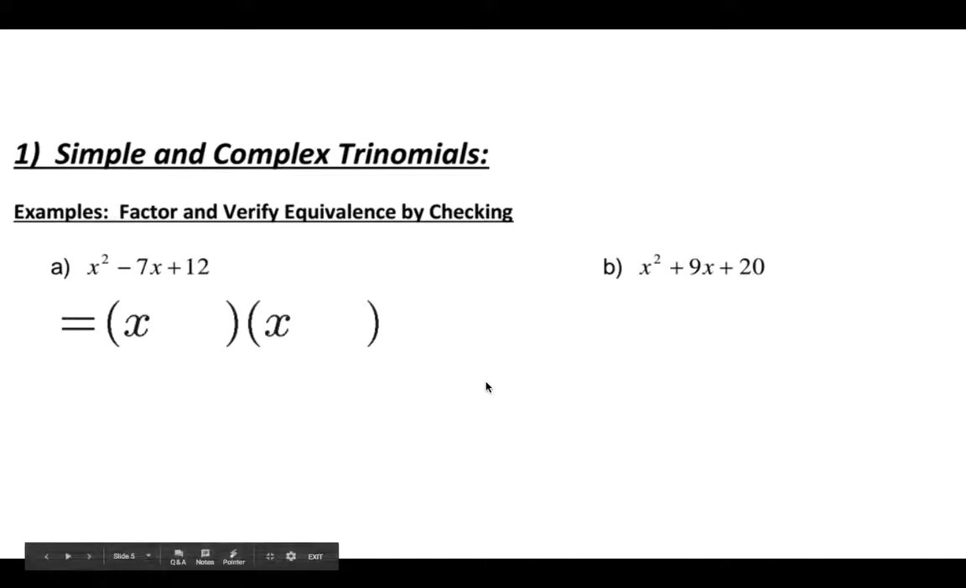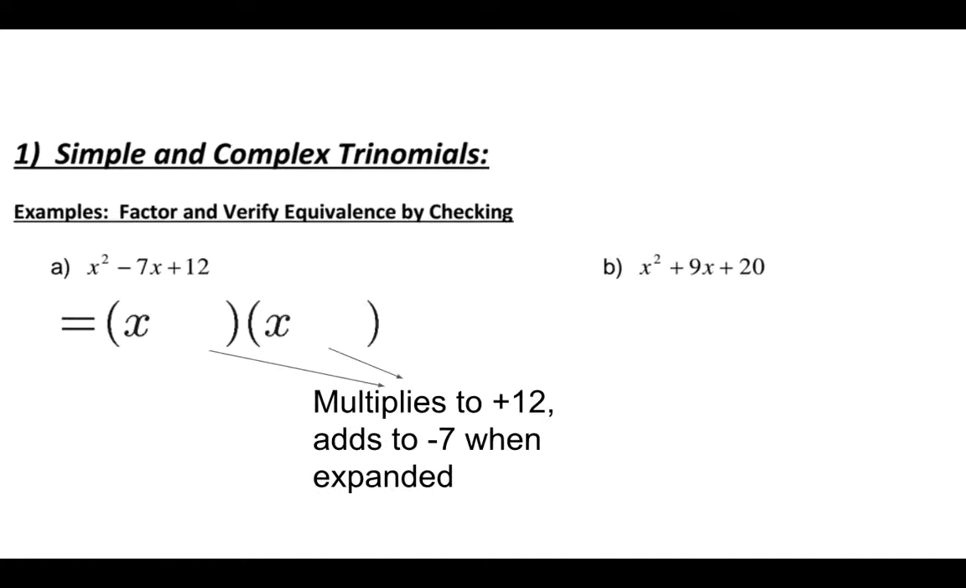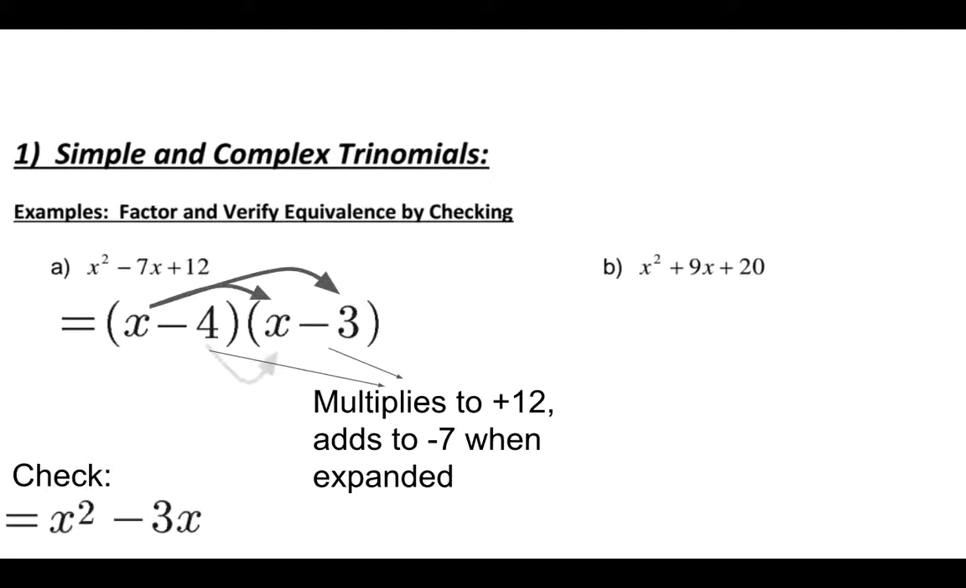And then the number here we need to get is plus 12. And so, plus 12, we're not going to try numbers that don't multiply to 12. We can say they add to -7, because when we expand it, we're going to get -7x. And so it has to be -4 and -3. You can check it to make sure it works, just by expanding it out.